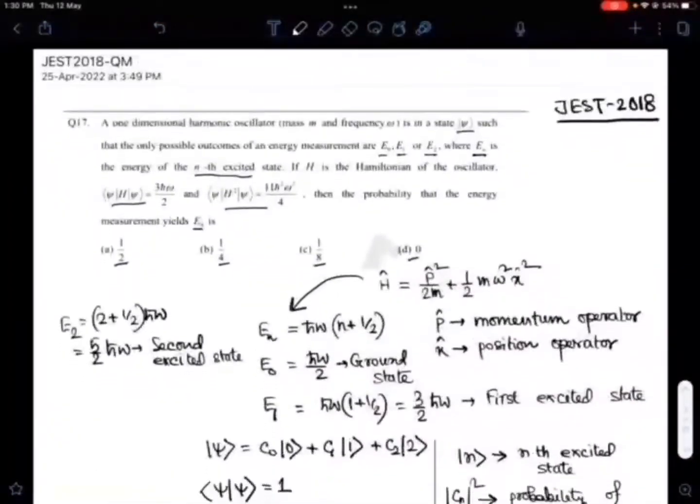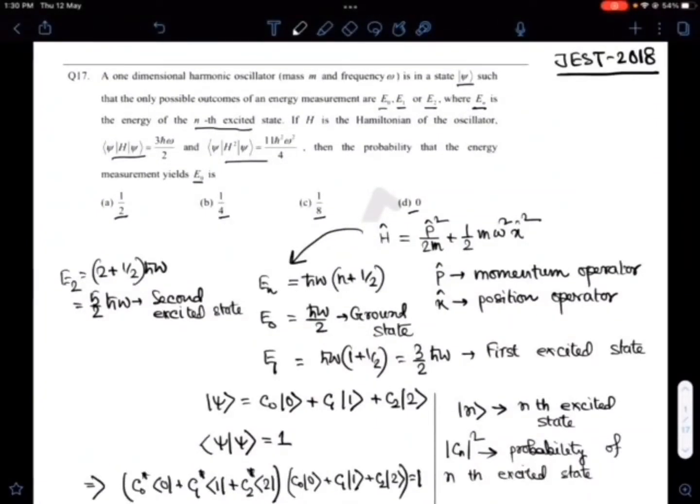In the question we are asked to find the probability that the energy measurement yields E0. So you have to find the probability of the ground state. That means we have to find C0 square, and it turned out to be 1 by 4. So option B is the correct answer. In a similar manner you can solve for different constants. This is the general concept, and in this way you can solve for more excited states or for different conditions.